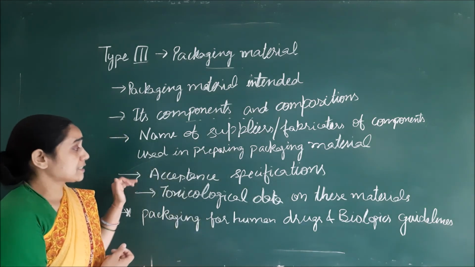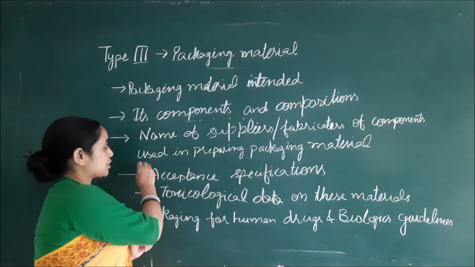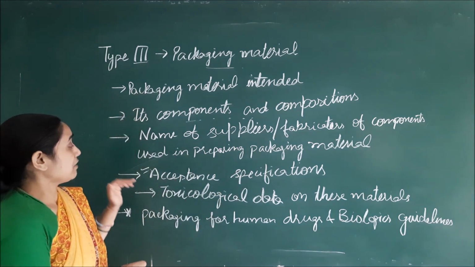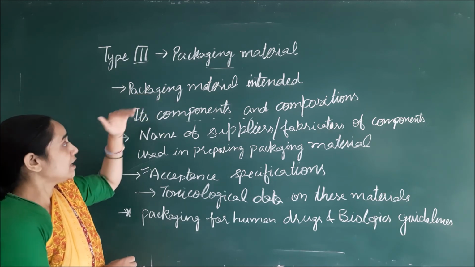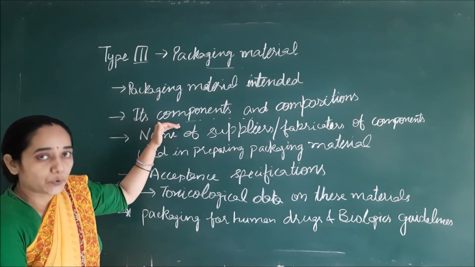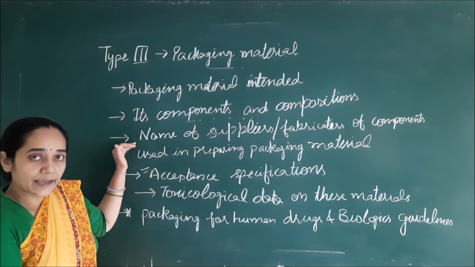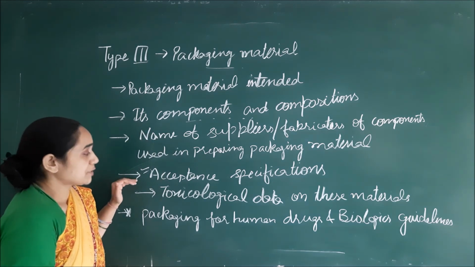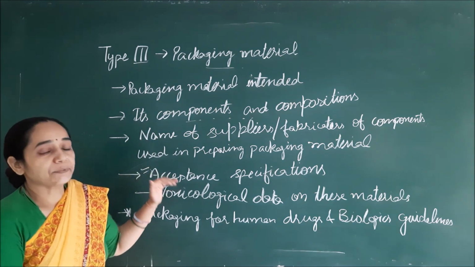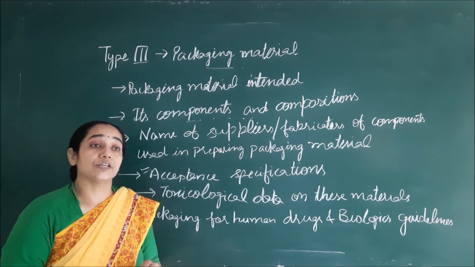and asked for a particular kind of information. Now, next is the acceptance specifications. This subsection in type 3 DMF means: the first subsection includes the intended packaging materials, the second subsection includes components and compositions, the third subsection includes the names of the suppliers and the fabricators of the different components, and the fourth subsection will include the acceptance specifications. What are the acceptance specifications?